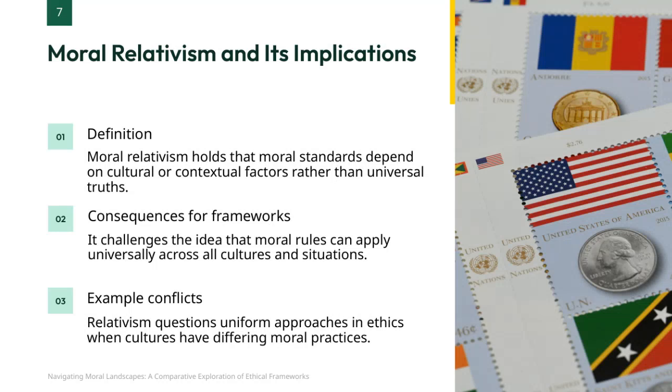Moral relativism is the idea that moral standards aren't fixed or universal, but instead depend on cultural or contextual factors. This means what's considered right or wrong can vary from one society to another. Because of this, moral relativism challenges the notion that we can have moral rules that apply universally across all cultures and situations. It suggests that ethical frameworks can't be one size fits all. They must account for cultural differences.